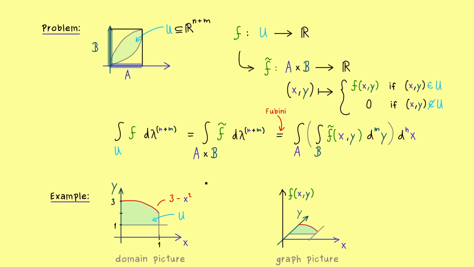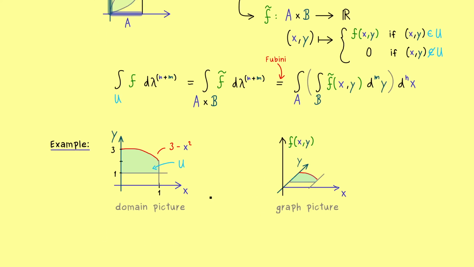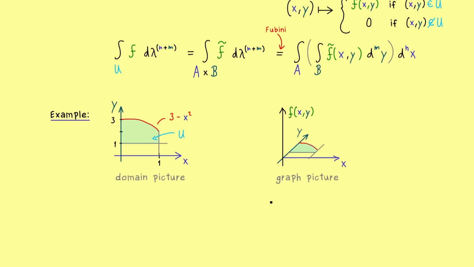So we could say here on the left hand side we find the domain picture, and on the right hand side a graph picture. And there the graph of f would lie as a surface on top of this domain. And now I want to take a really simple graph surface, namely it should be a constant function. And in fact, the nicest case would be that this constant is given as 1.